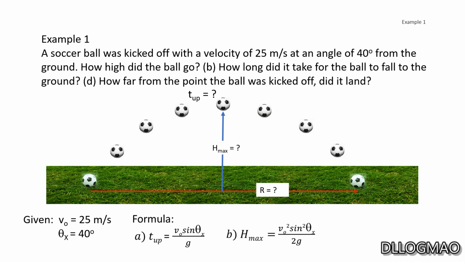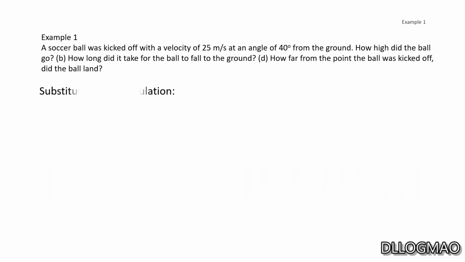B, the maximum height, h sub max equals the ratio of the product of the square of v sub 0 and the square of sine theta sub x, and 2g. C, the range r is equal to the ratio of the product of the square of v sub 0 and sine of twice of theta sub x, and g. Substitution and calculation. Solving for the time to reach the maximum height, time sub up.